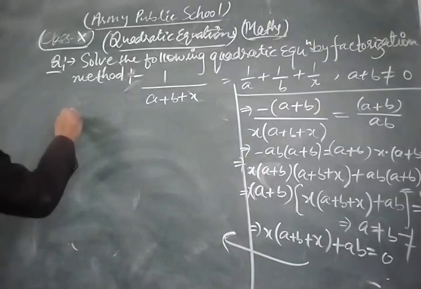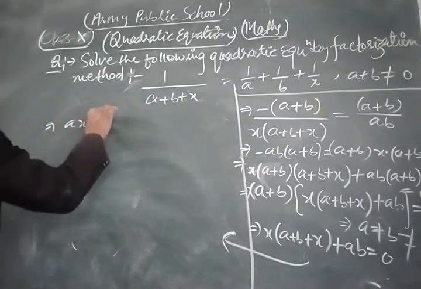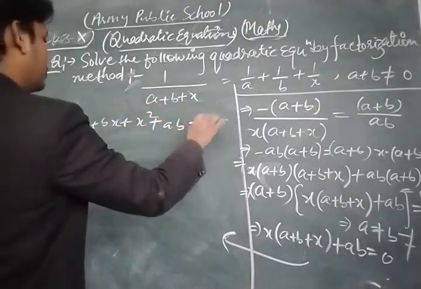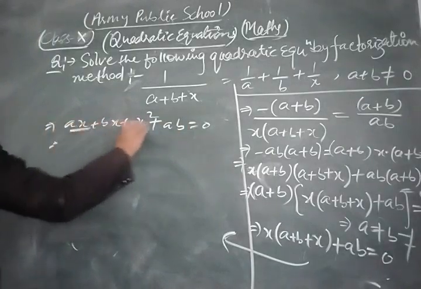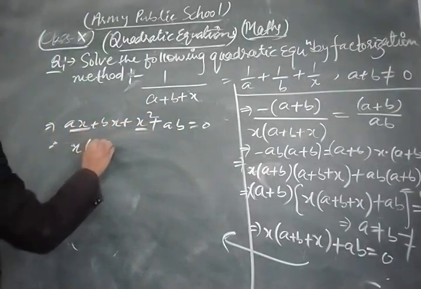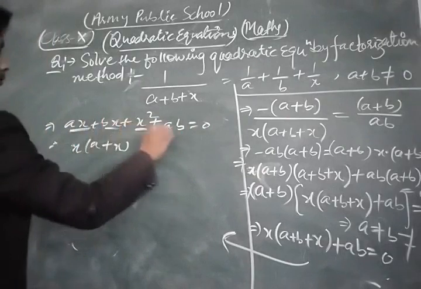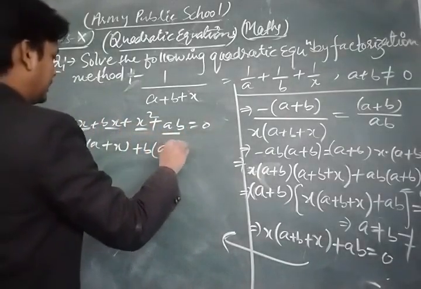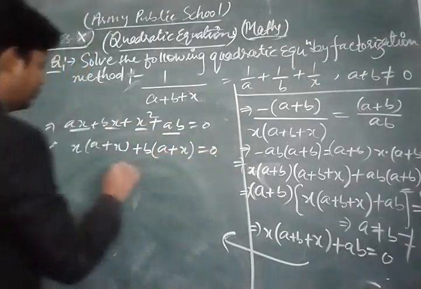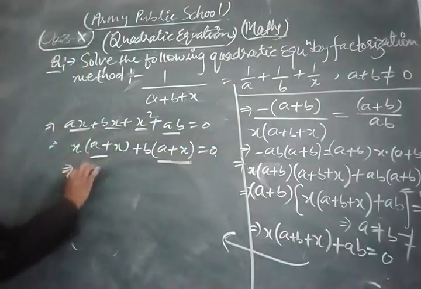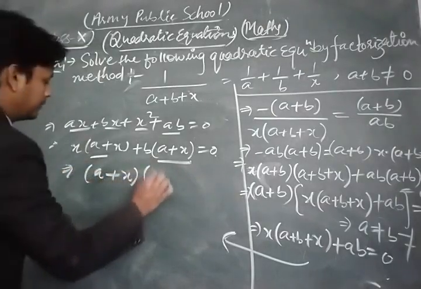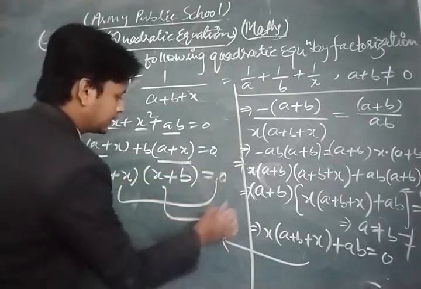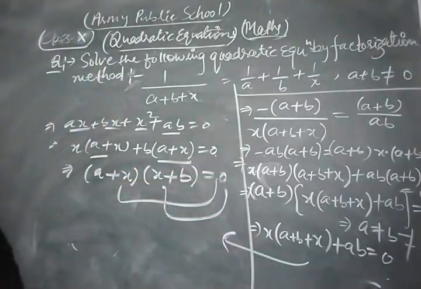Now we multiply them, so this is ax plus bx plus x square plus ab is equal to 0. Now we take these two terms, so x is common, so a plus x is left. Now from these two terms we take b as common, so this is a plus x is equal to 0. So this is common one, so we take a plus x in another bracket, x plus b is equal to 0.